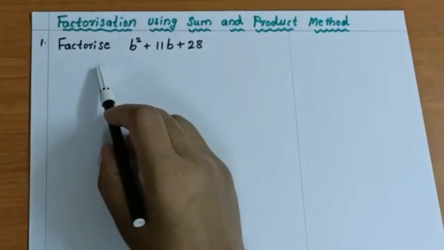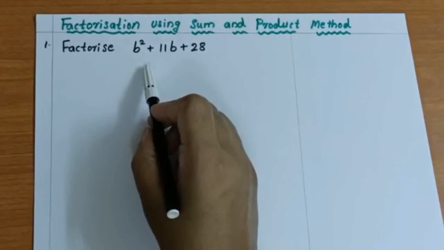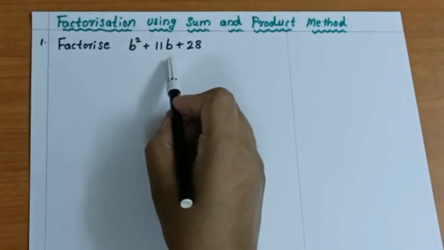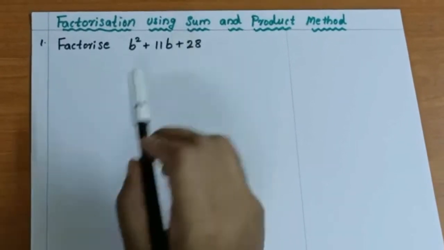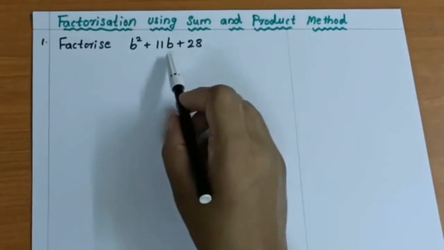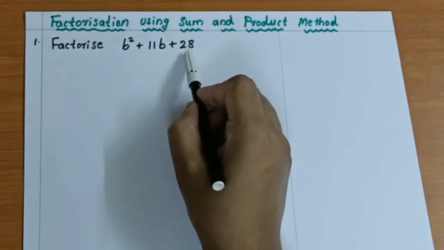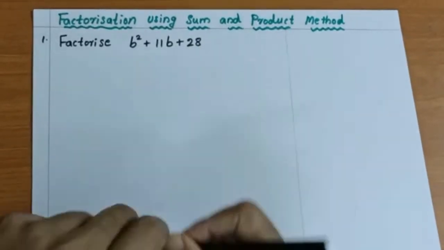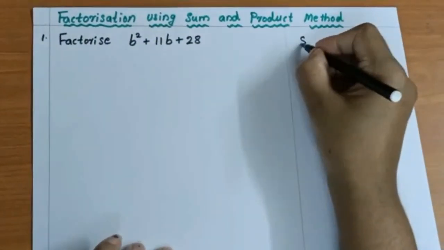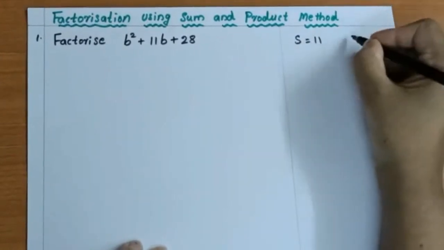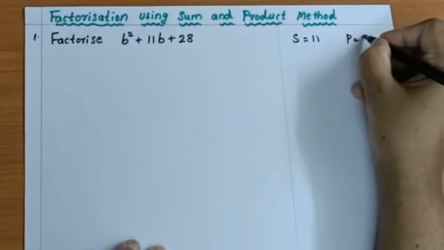Here we have a question. Factorize b square plus 11b plus 28. Here we are considering the coefficient of the middle term as the sum and the third term as the product. So, sum will be 11 and the product will be 28.